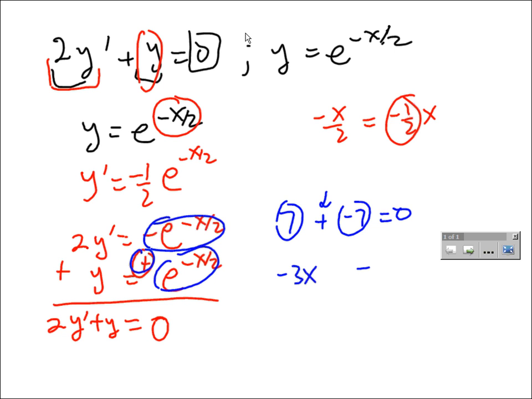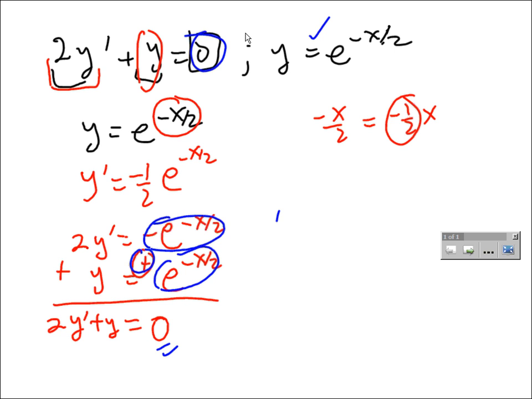You have negative 3x and positive 3x. They're the same except the signs are different. If you add them, you get 0. Oh, I got 0. That's what I was supposed to get. This really was the solution to that differential equation. Let us try another one.